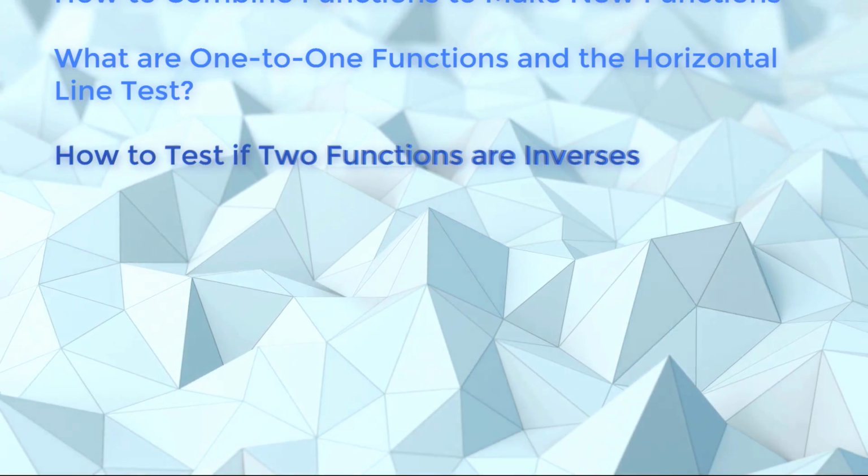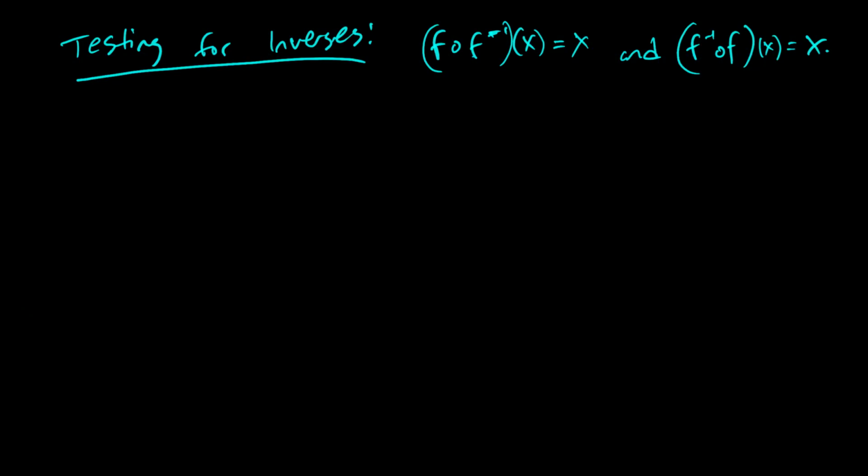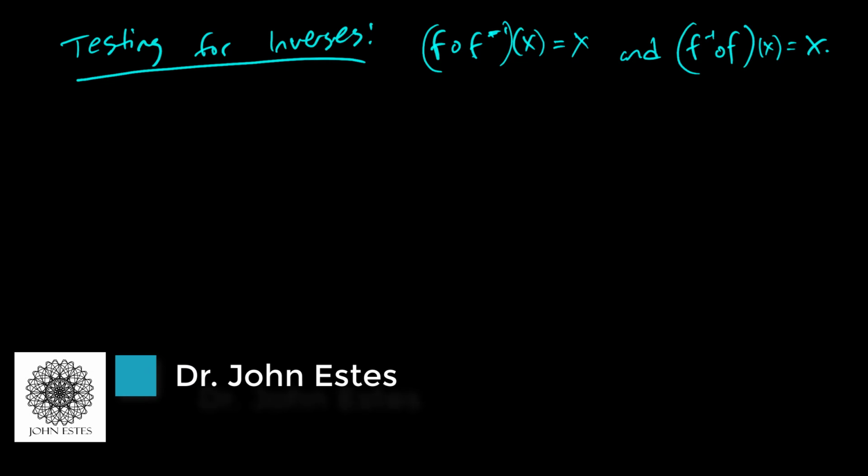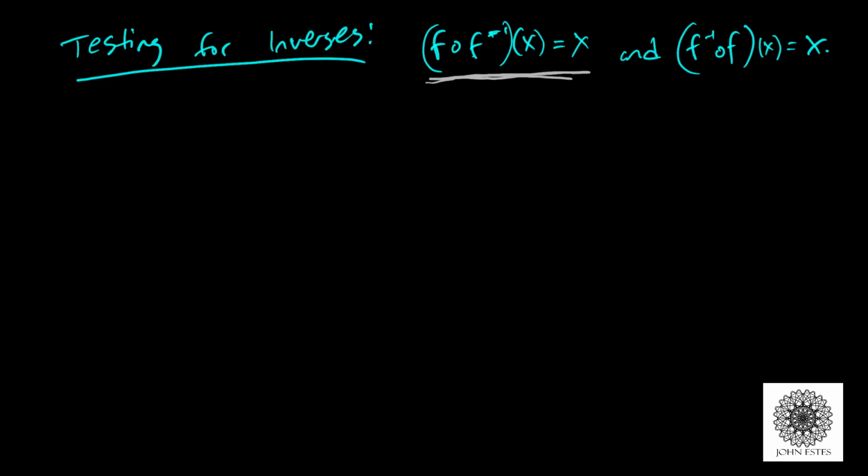Now that we know what inverse functions are, we need to find a way to test for inverse functions. And we do have one, and here it is. If you have two inverse functions and you compose them together, so f composed with f inverse, the result of that will just be x. In a similar fashion, if you compose f inverse with f, you'll get x as well. So that's a quick way to test if two functions are inverse functions.